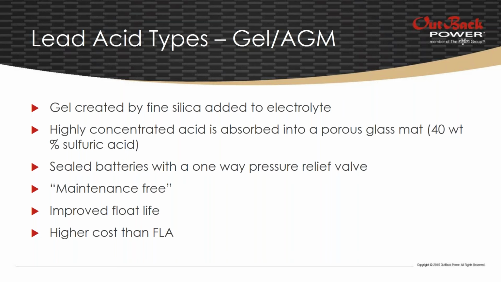So these batteries are sealed with a one-way pressure relief valve. And again, that's because they utilize what's called the oxygen cycle. So they're producing a lot less gas than flooded batteries. This oxygen cycle forces the recombination of oxygen and hydrogen at the negative electrode, which again is reducing that water loss in the gas production.